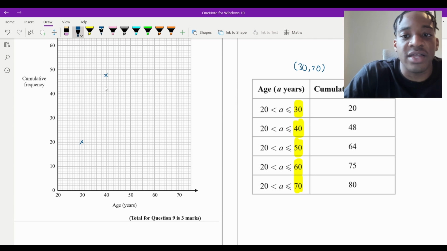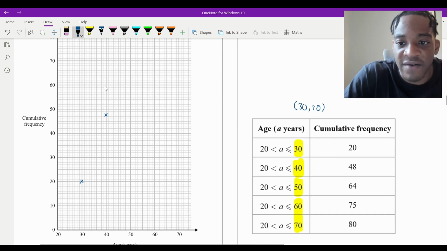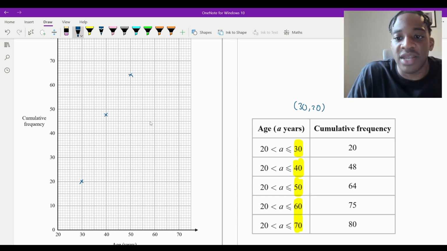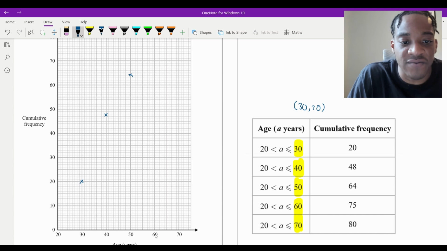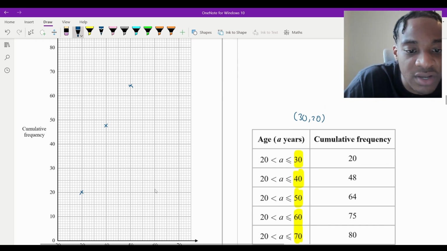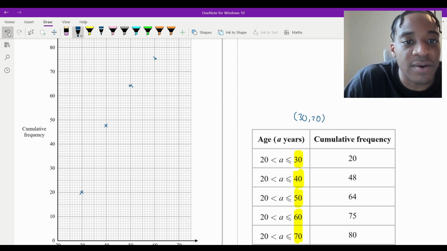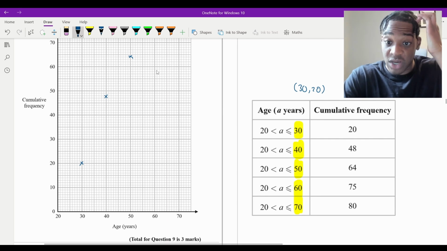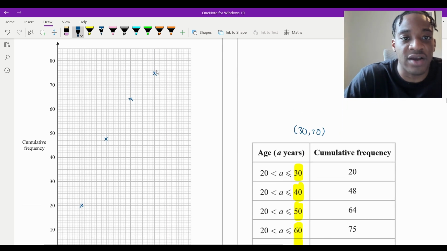That's fine. And then what do I have? I've got 50 and 64 I need to plot. 50 and 64, which is going to be right here, like this. And then I've got 60 and 75, which is going to be right here, like that. Whoops, let me just do it a bit better. Be right here. And then the last point is 70 and 80, which is going to be right here. Now we've got our points.